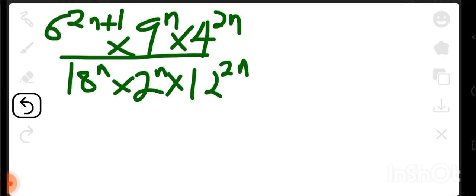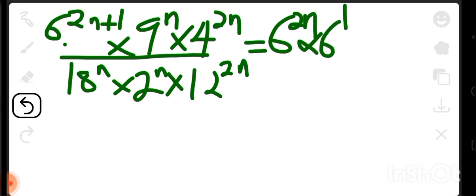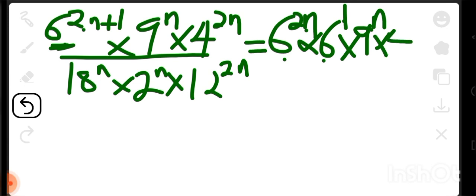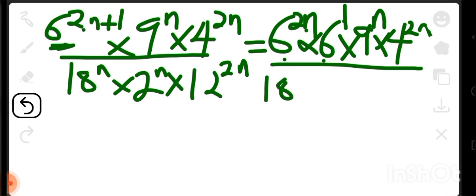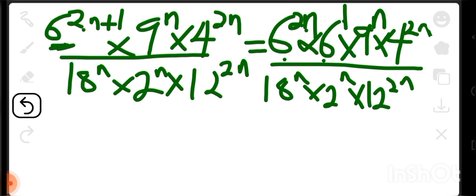So the first thing we are going to do is simplify this. We have 6 raised to the power 2n times 6 raised to the power 1, which adds up the powers. Then times 9 raised to the power n times 4 raised to the power 2n, over 18 raised to the power n times 2 raised to the power n times 12 raised to the power 2n. That is the first thing.